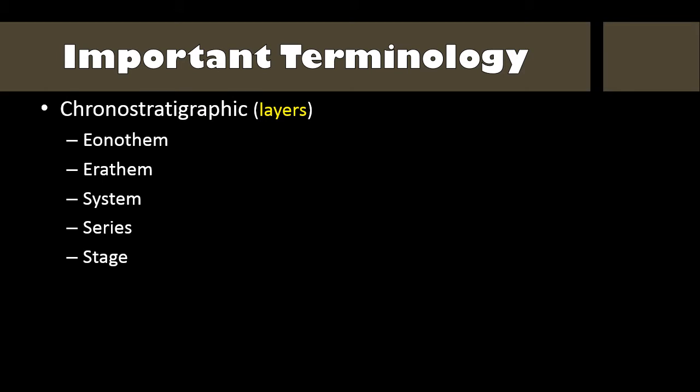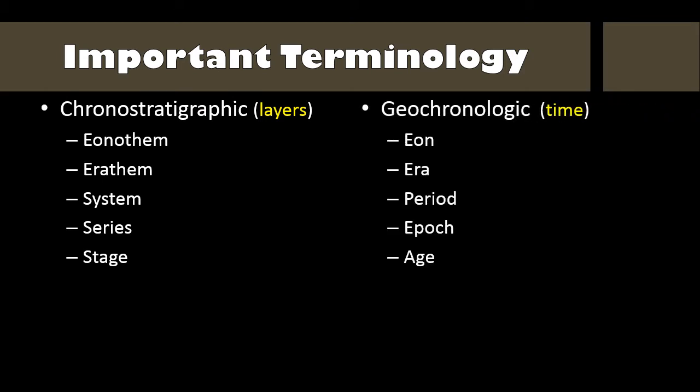Compare the chronostratigraphic terms in the left column with the geochronologic terms in the right column. Notice how similar the words eonothem and eon are, and how similar erathem and era are. Notice how all the words in the geochronologic column are related to time.